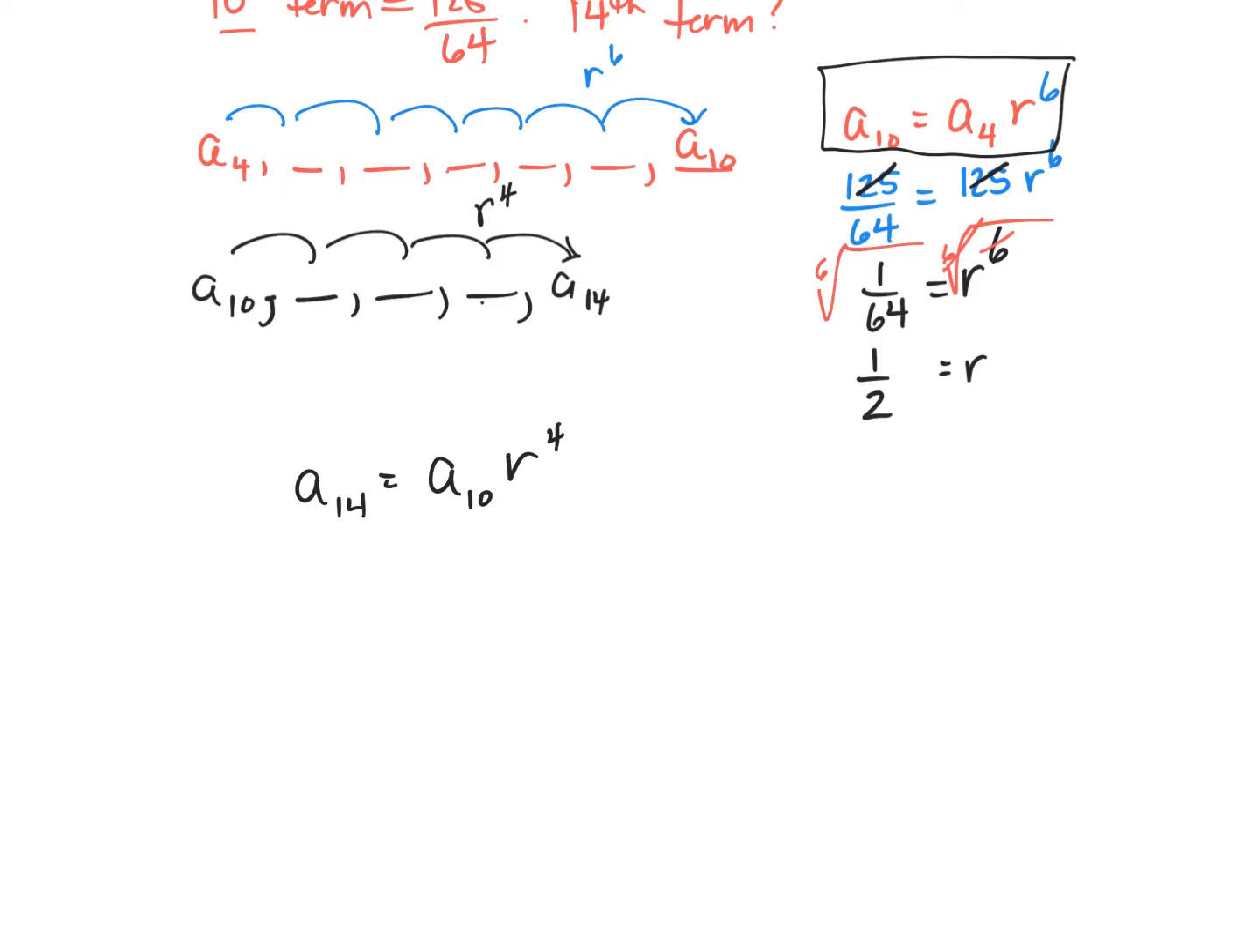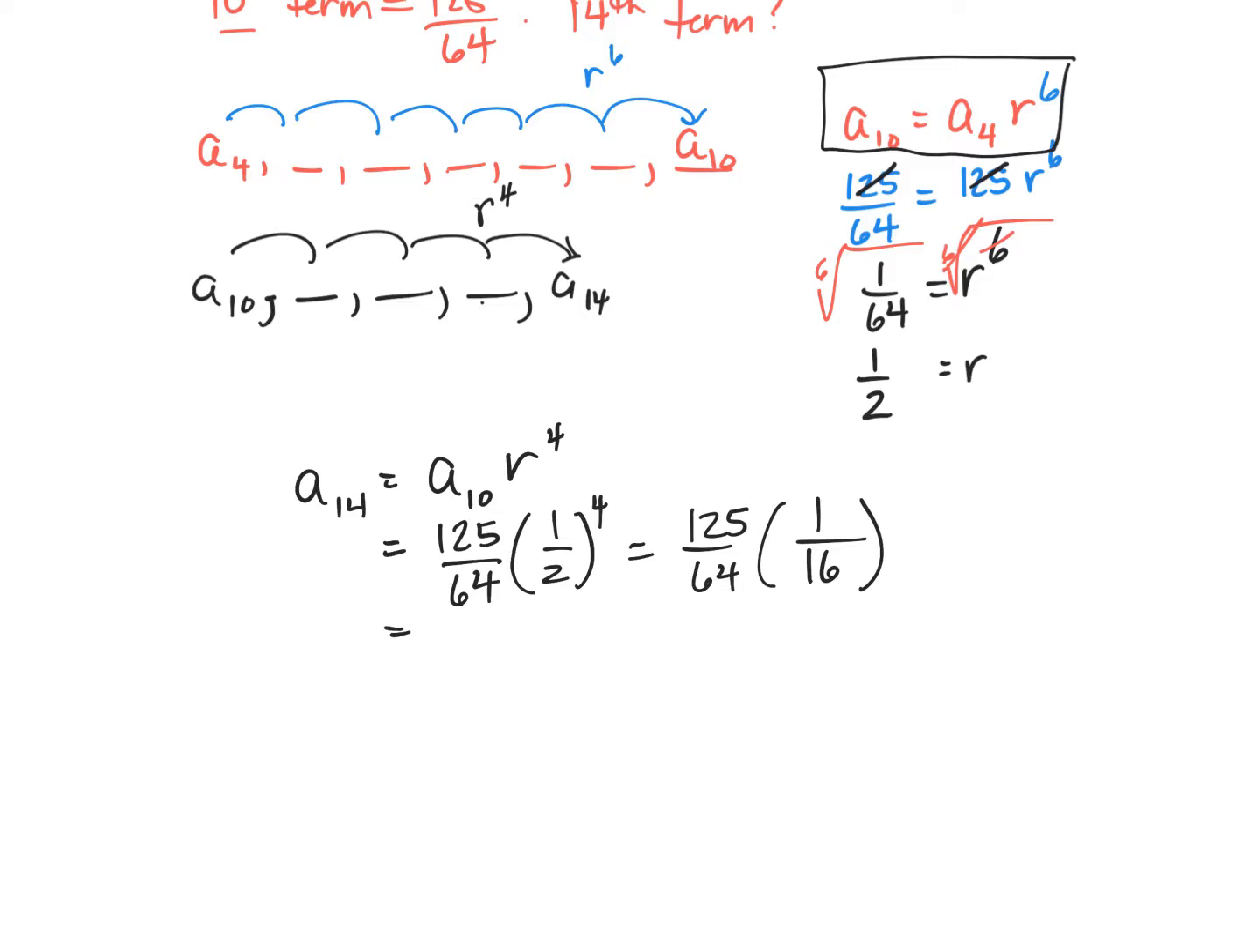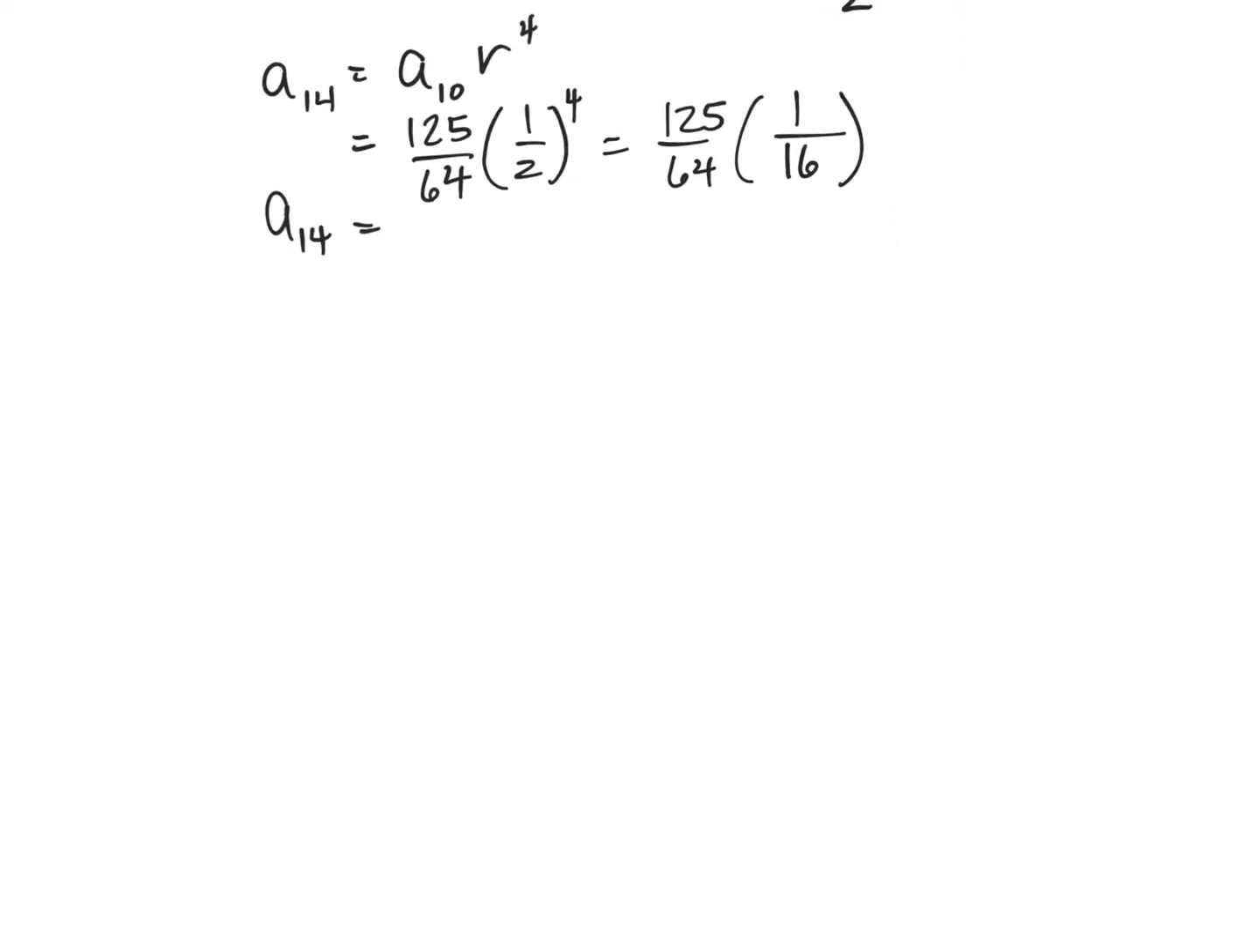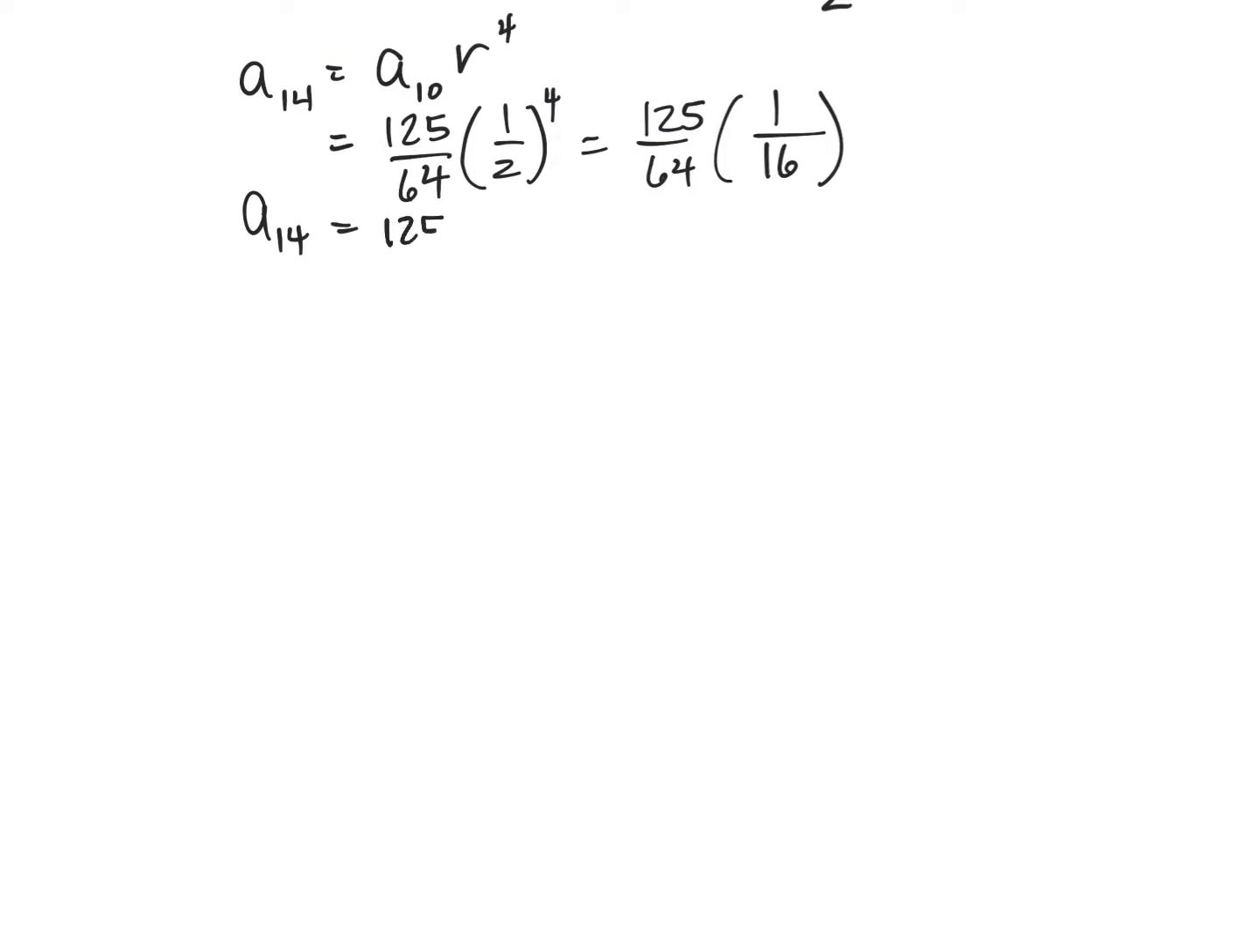Now, do we know a to the 10th? Do we know R? Then we can solve this problem. So we plug in. A to the 10th is 125 over 64. R is 1/2, and this is to the 4th power. So this would be 125 over 64 times 1 over, what is 2 to the 4th power? 2, 4, 8, 16, right? So a to the 14th is 125 over 1024. Let's look at another example. Anybody have any questions on that one?